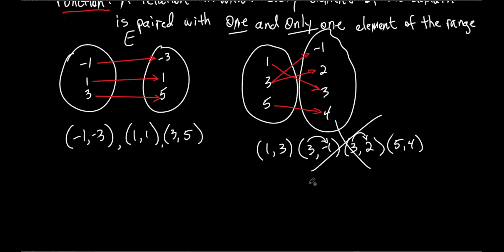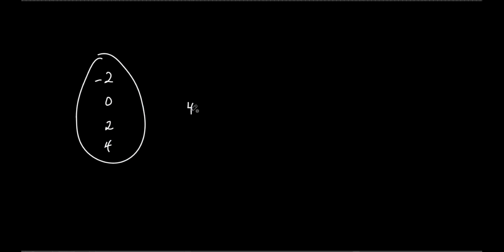All right, let's do another one. And I'll show you where it kind of makes sense graphically, too, once we do this. So here's one more. This is -2, 0, 2, and 4. We'll put that in a circle. And then the range only has 1. Let's change colors. So that goes to 4, that goes to 4.